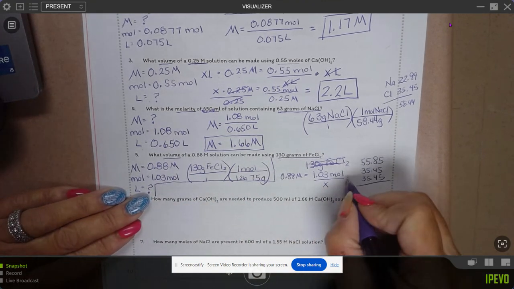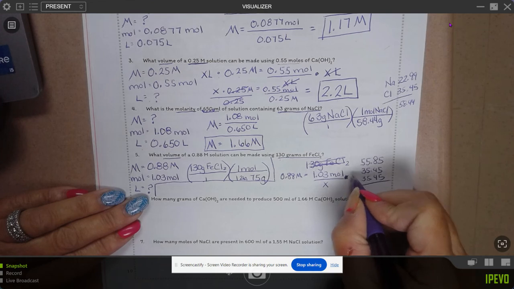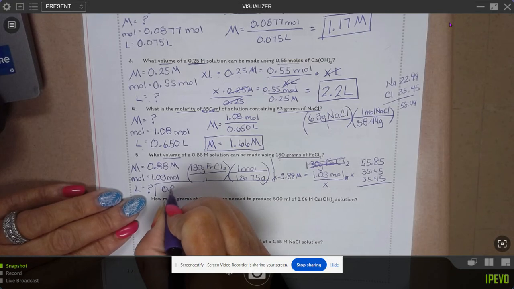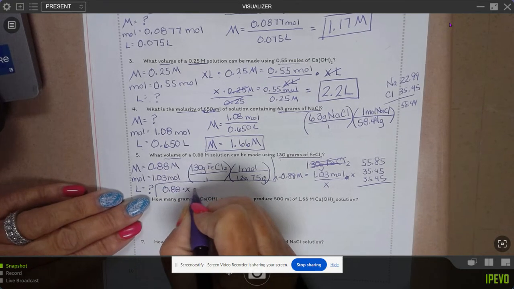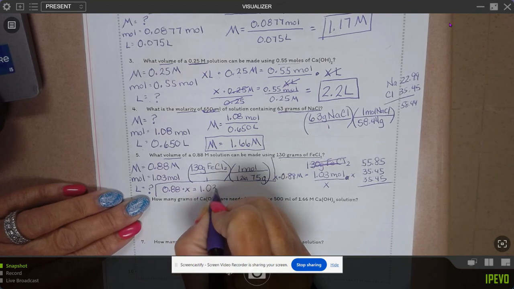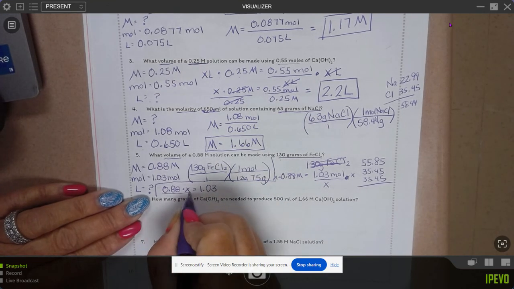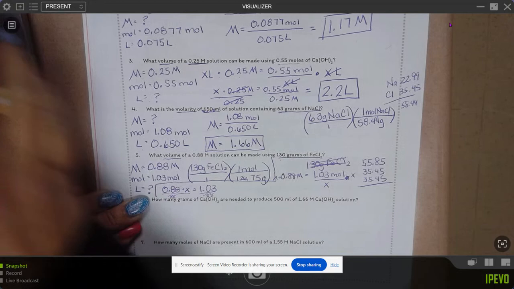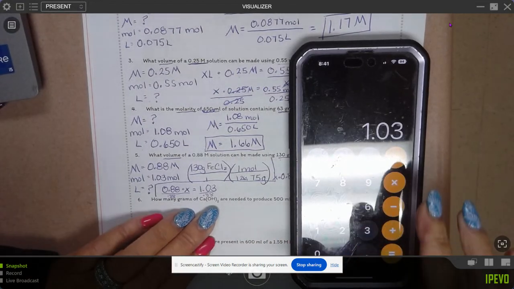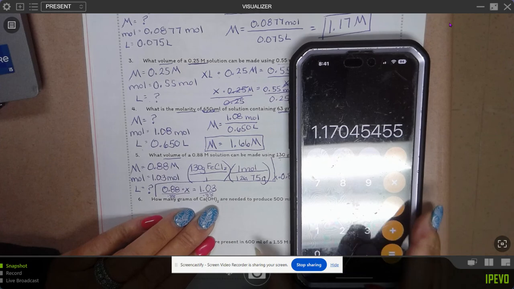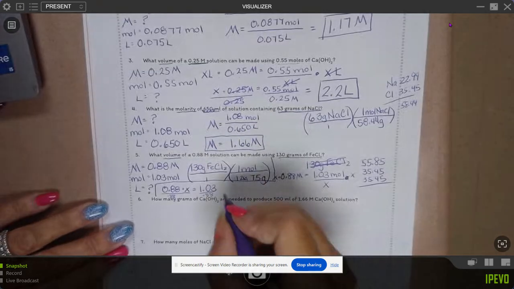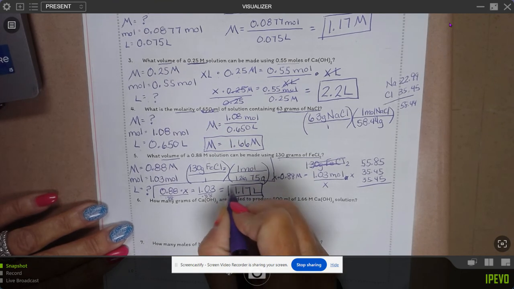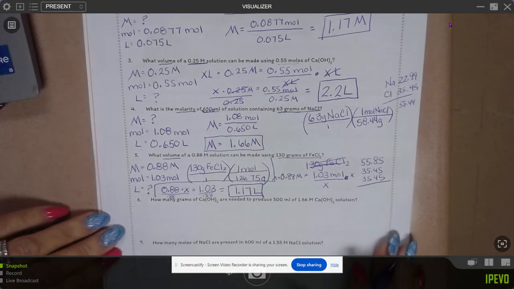Okay, so I'm going to multiply both sides by X. All right, I'm going to write it down here. That gives me 0.88 times X is equal to 1.03. All right, now I'm going to divide both sides by 0.88, and that's going to give me X. So 1.03 divided by 0.88 is 1.17. So I need 1.17 liters. Okay, that is my answer.